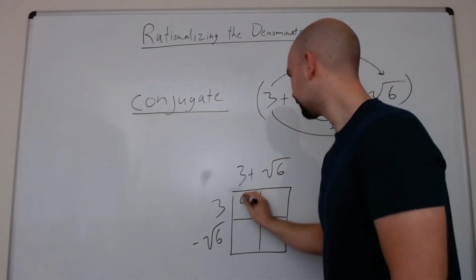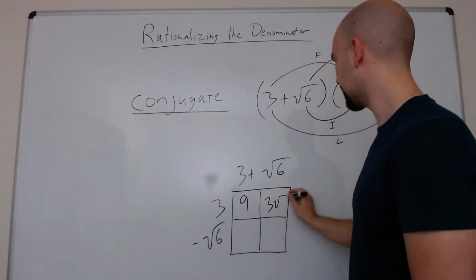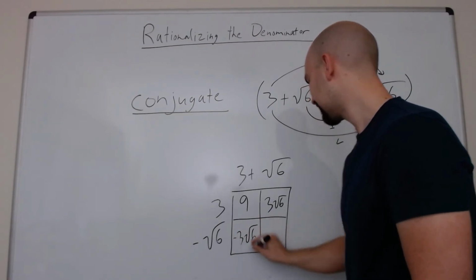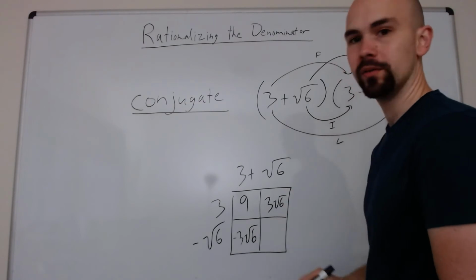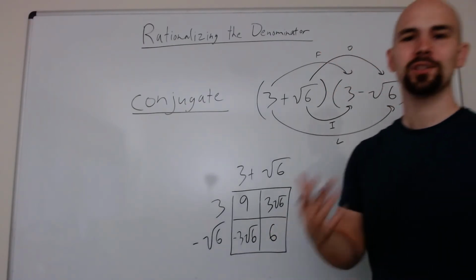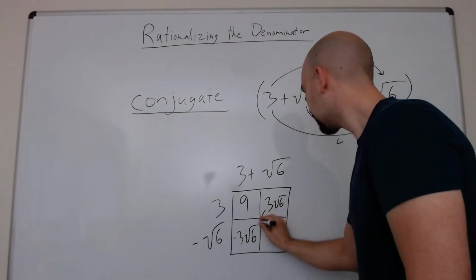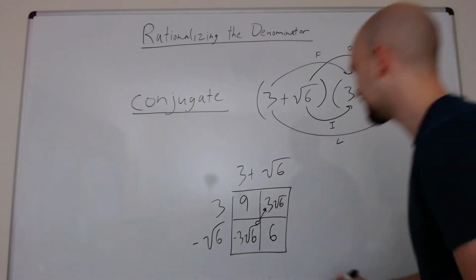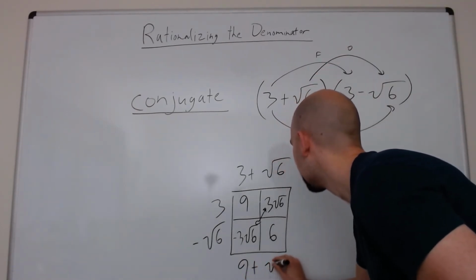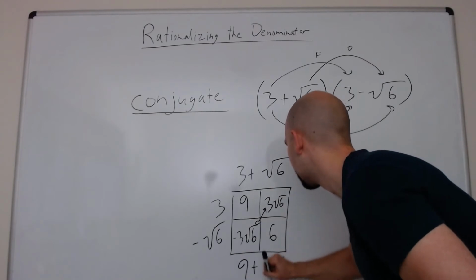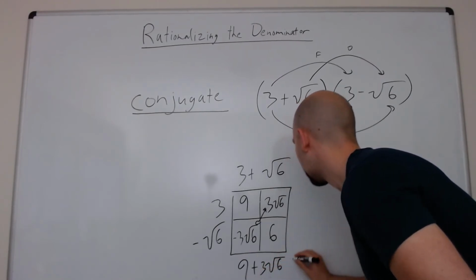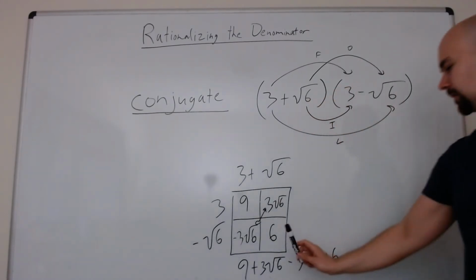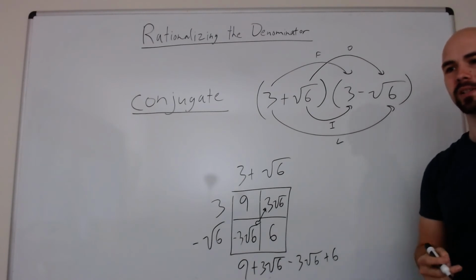3 times 3 is 9. 3 times the square root of 6 is 3 square roots of 6. 3 times negative square root of 6 is negative 3 square roots of 6. And then the square root of 6 times the square root of 6 is 6. Do we have any like terms to add? Yes, we do. So this gives us 9 plus 3 square roots of 6, oops, I'm writing this all incorrectly, minus 3 square roots of 6 plus 6. The plus 3 square roots of 6 and the minus 3 square roots of 6 are going to cancel out.